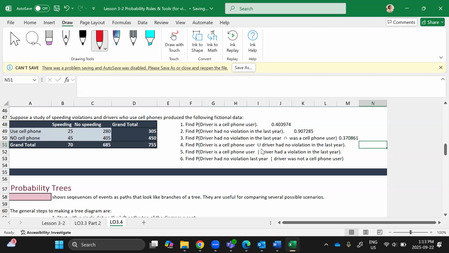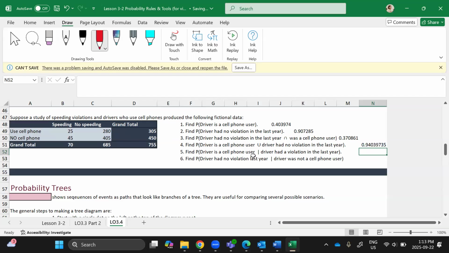The next one, find the probability a driver is a cell phone user or had no violation in the last year. For the or probabilities, again, there's not really a faster way to do these besides to do every single piece individually. So probability they are a cell phone user, there's 305 that use a cell phone out of 755. The next piece was had no violation. So no speeding was 785 out of 755. And then you subtract where they happen together, that they used their cell phone and had no violation, which was 280 people out of 755. That will give you about a 94%.